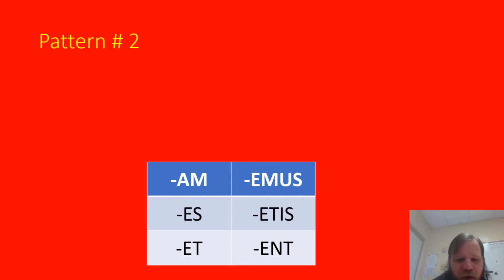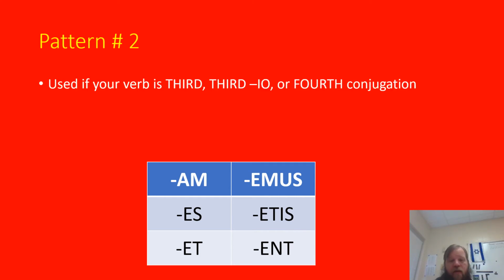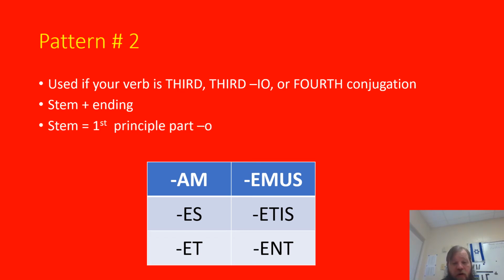The other pattern, if your verb is a third, third IO, or a fourth conjugation, it's going to be stem plus ending, but this is different. Your stem is very different from anything we've used before. Your stem here is the first principal part minus O. First principal part minus O. And then your endings are am, es, et, emus, etis, ent.